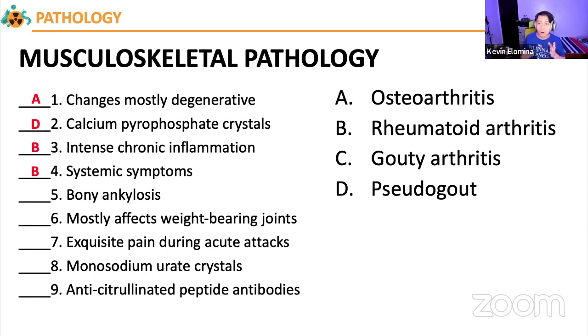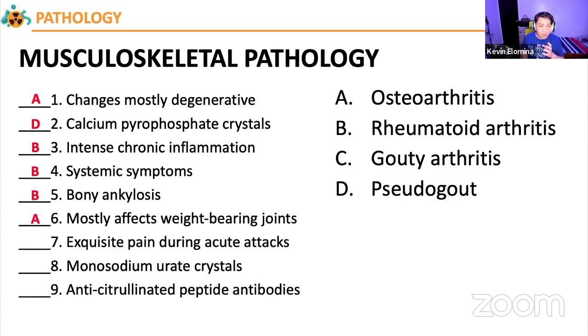Bony ankylosis or fusion, it's because of the fibrosis after the chronic inflammation. So what's that? That is rheumatoid arthritis again. Okay? Mostly affects weight-bearing joints. So that is in keeping with the degenerative pathology, and therefore that is osteoarthritis.